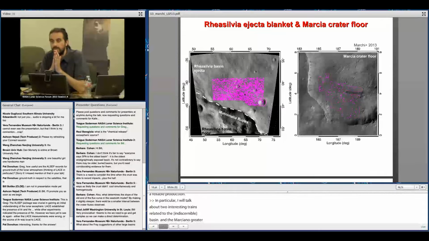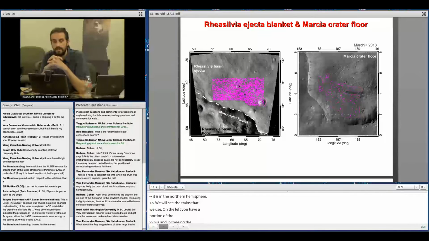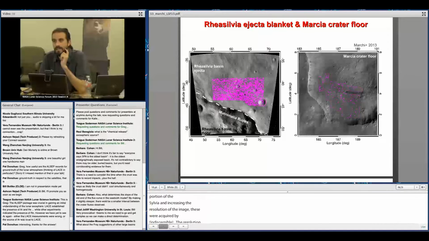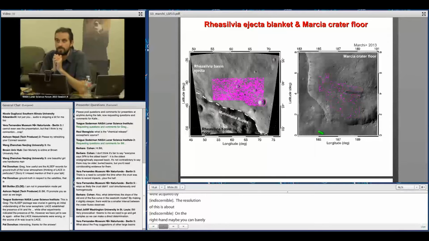On the left hand, you have a portion of the ejecta blanket of Rheasilvia, and all the craters that we measured, really pushing the resolution of the images we have. I would just like to remind you that those images were acquired by Dawn, which orbited the asteroid for about 1 year, and the resolution of the images is about 20 meters per pixel. On the right hand, perhaps you can barely see it, you have a terrain which shows the craters that we measured on the floor of Marcia crater.